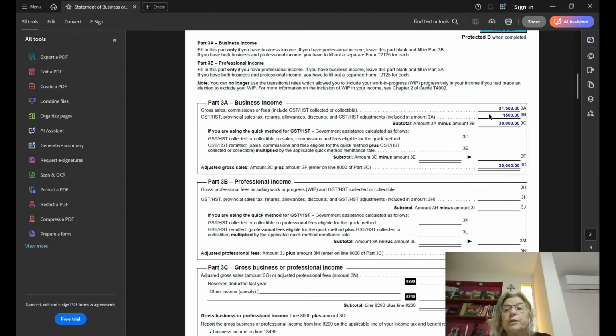Now what it wants you to do is deduct the GST. Why? Because you don't pay tax on GST. It's a tax that you collect and then you pass on to the government. Less your GST, ITCs, investment tax credits paid. So we deduct that out, and this is my income without GST, $30,000.